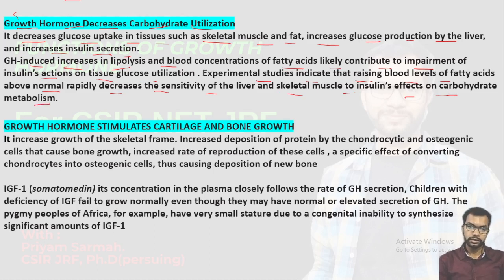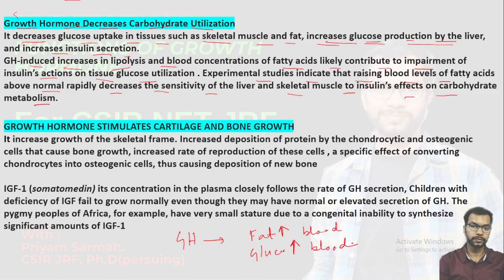Okay. So what does growth hormone do? Growth hormone increases the amount of fat in blood. Also, here you see, it increases the glucose production by liver. Means when liver will produce more glucose, then glucose will increase in blood. Also, it decreases glucose uptake in tissue such as skeletal muscle and fat.